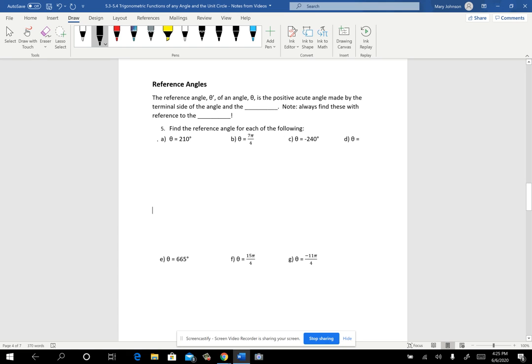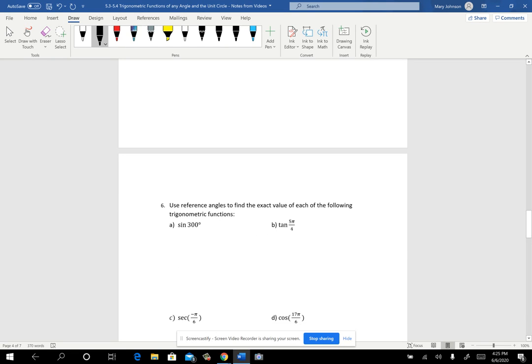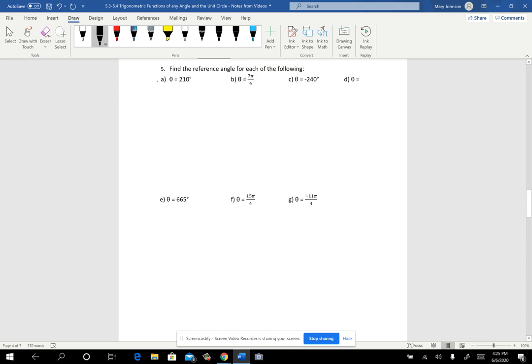Okay, so we're going to continue looking at sections 5.3 and 5.4, but our focus right now is going to be on a very important idea called reference angles. This is something that allows us to connect what we did with the right triangles and the acute angles in a right triangle with trying to find the trig functions for any size angle, okay?